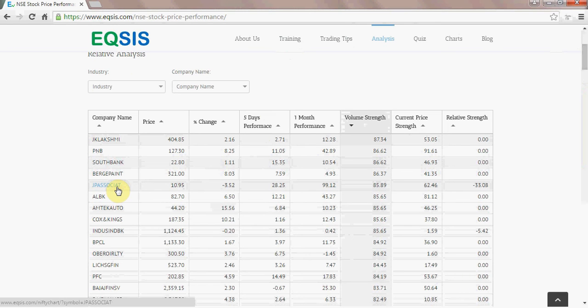But if you are someone who trades with top companies, I don't spend my time on Berger Paints. I spend my time on PNB Bank. You can straight away open this, click on it, and it is going to populate the charts.